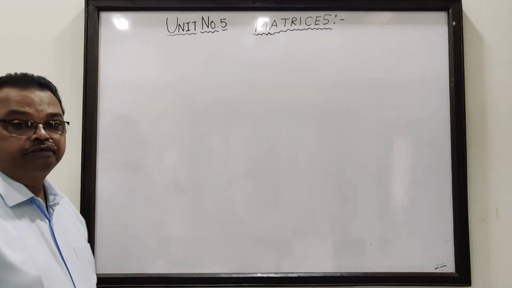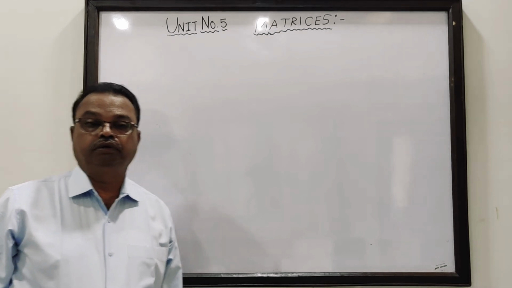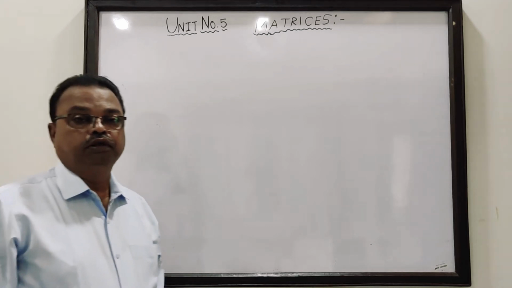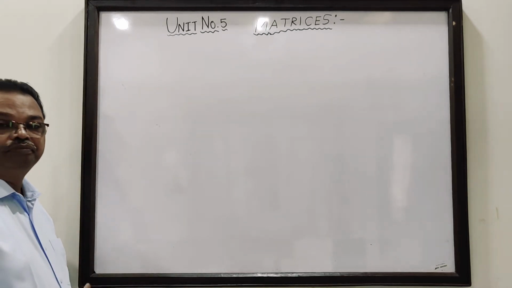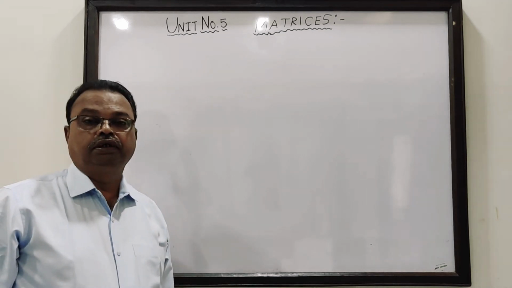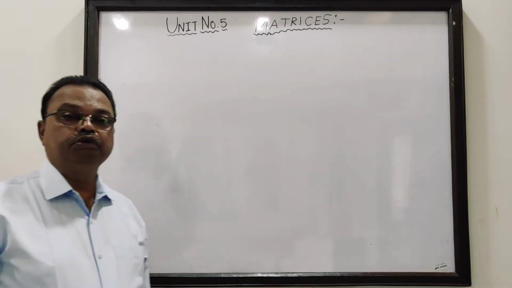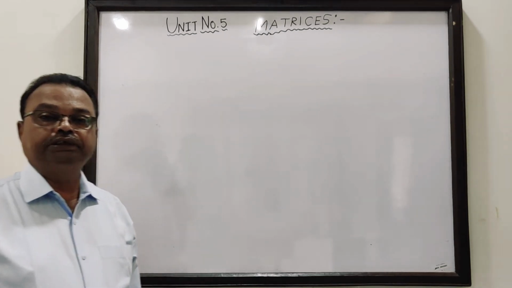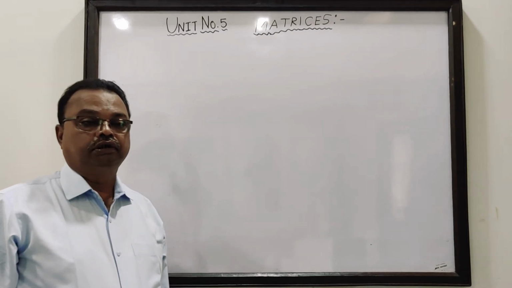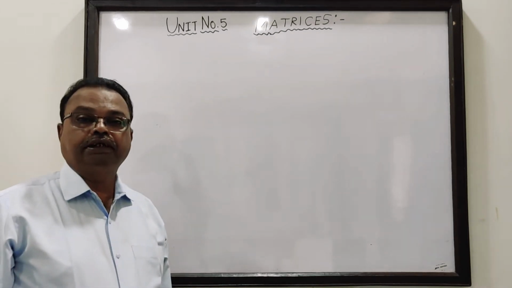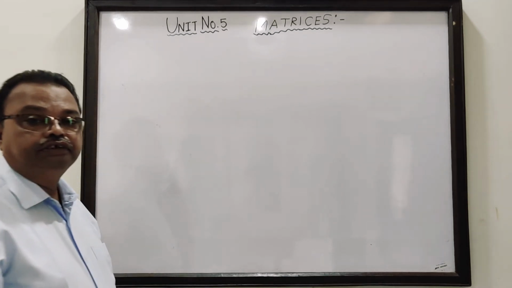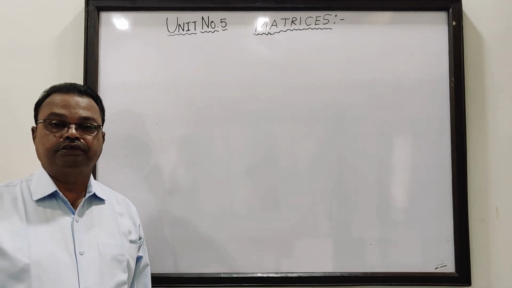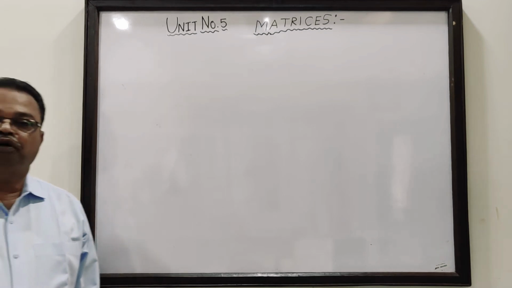The term matrix was first coined by the great British mathematician Joseph Sylvester about 1860. Then the matrix was first introduced by the English mathematician Cayley Hamilton about 1860. It is just a representation of numbers in rows and columns.